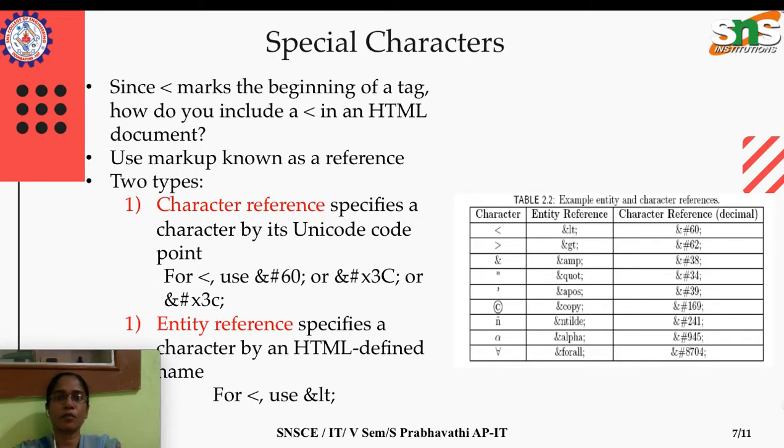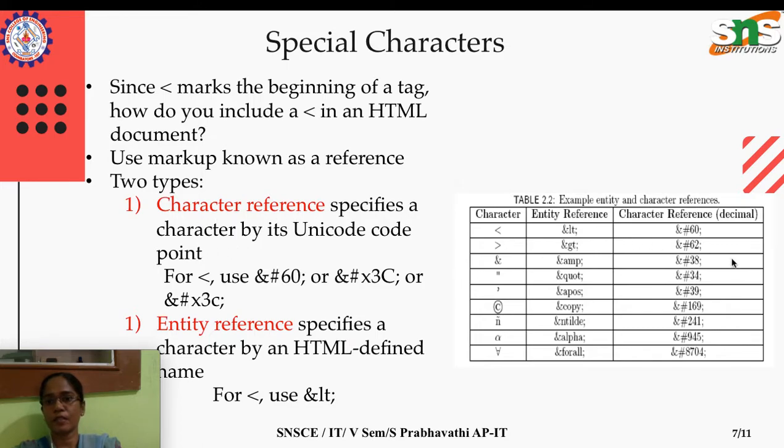Okay, and about special characters. If we want to include the less than symbol, greater than symbol, or double quotation, those have different meanings in HTML, because an HTML tag should start with the less than symbol and end with the greater than symbol. If we want to include that symbol in our HTML element, we need to depend on some other reference. There are two ways we can include that symbol: either by character reference or by entity reference.